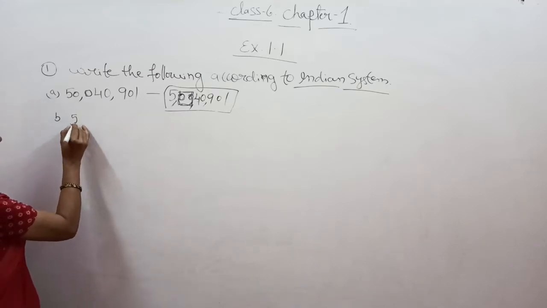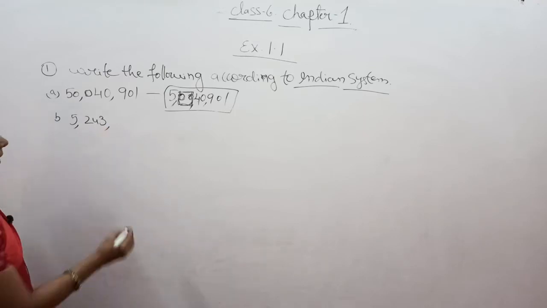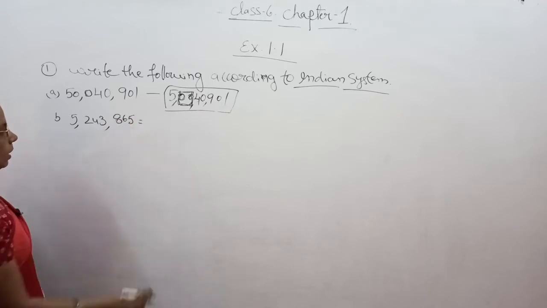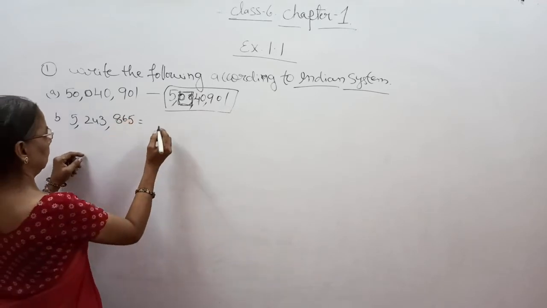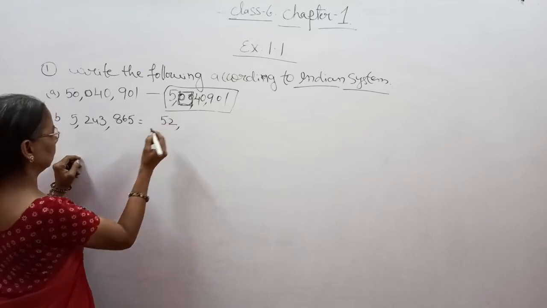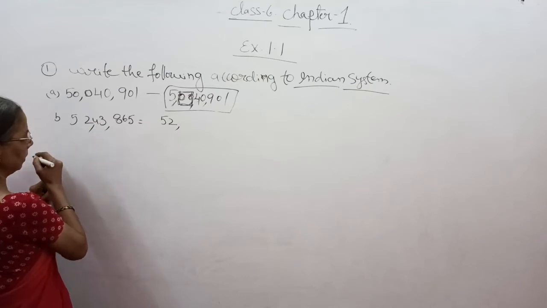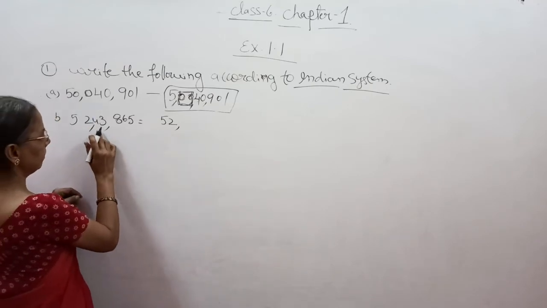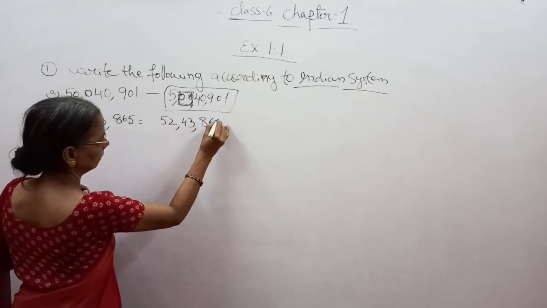The second question is, five million 243,865. Here also we have to write it in the Indian system, that is 52 lakh. We have to remove this comma and put this one here in between 2 and 4, that is 52 lakh 43,865.